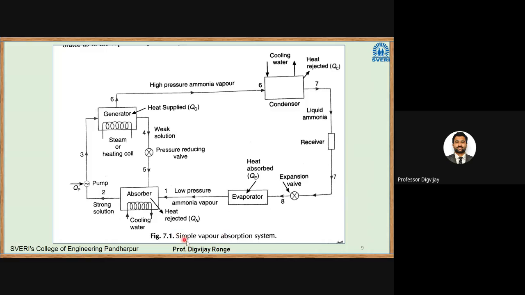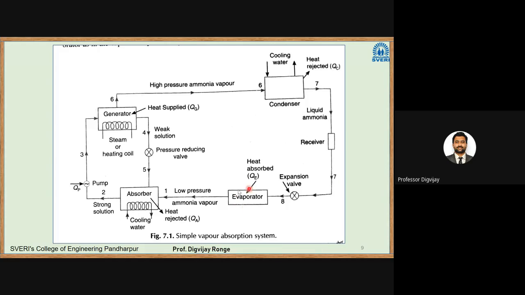So as you know, in a simple VRS system, there are two circuits. Okay. So one is the absorbent circuit, another is the refrigerant circuit. In this case, our refrigerant is ammonia and our absorbent is water. So there are two parts. If I consider absorption, there will be an absorbent and there will be an absorbate. The absorbate is that which dissolves or mixes in the absorbent. So absorbate and absorbent: in this case, the absorbate is ammonia, the absorbent is water.